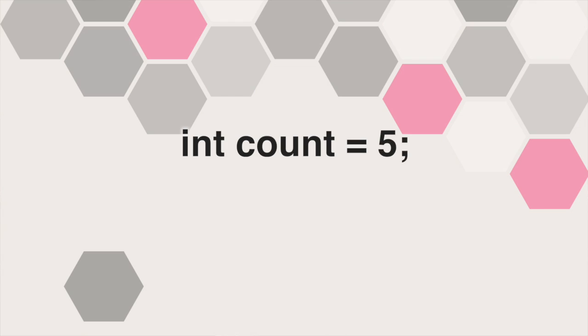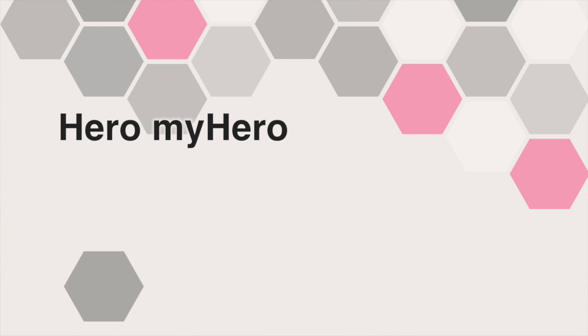Another big difference between primitive data and objects is how you create one. When you create an integer, you just say int, my integer name, so count, equals 5. It just takes 5 and sticks it into that. When you create a new hero, you'd probably have to say hero, my hero, is equal to new hero.